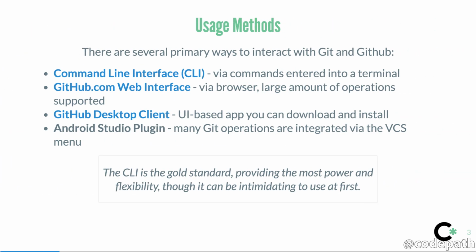Now, there are a number of different ways that you can interact with Git and GitHub. The first one to mention is the command line interface. It really is the gold standard. And this is when you are interacting with Git via a terminal window by typing in commands. And really, for mastering Git, at least a certain amount of proficiency with the command line is required. So we will be covering that later in the video.